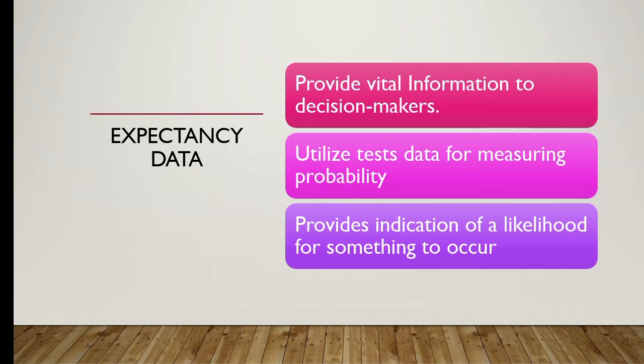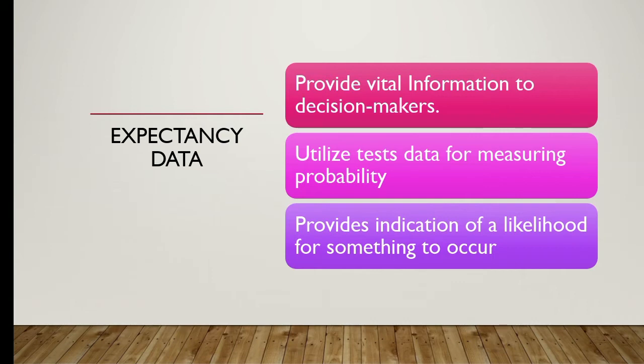The first is an approach that employs data that should be quite familiar: the expectancy data. This will provide vital information to decision makers. Also, utilize test data for measuring probability that could provide an indication of the likelihood of something occurring. In other words, the test is working as it should, and by instituting this new test on a permanent basis, you could reasonably expect to improve productivity. You expect something to happen, and that expectation becomes the likelihood, which is the basis of measuring probability.